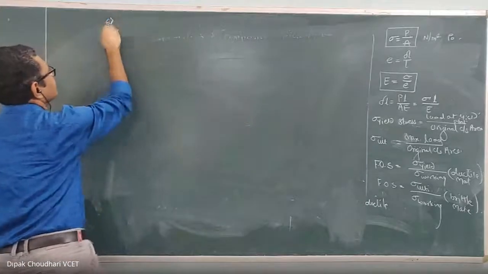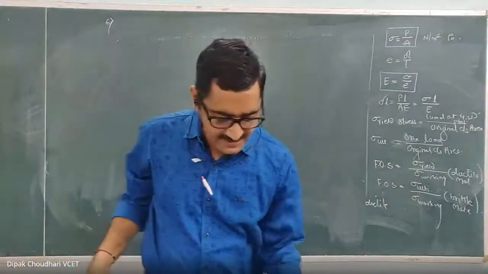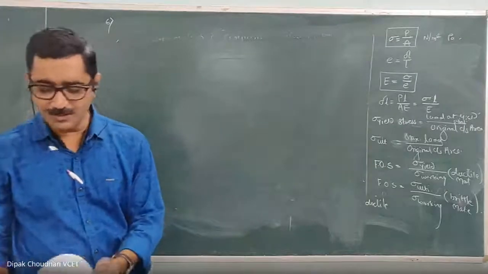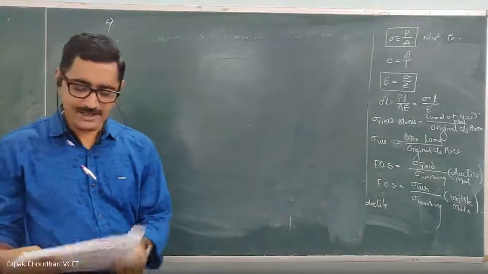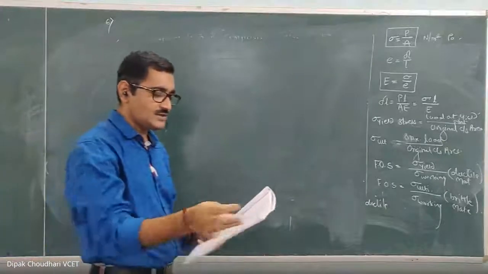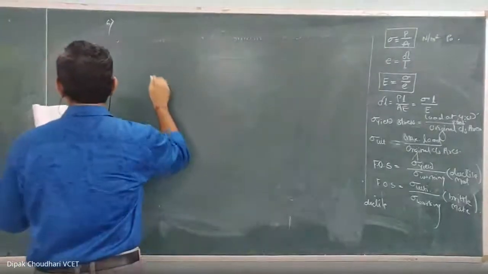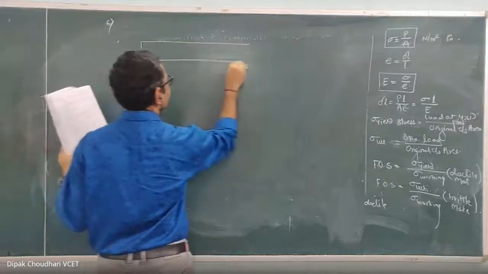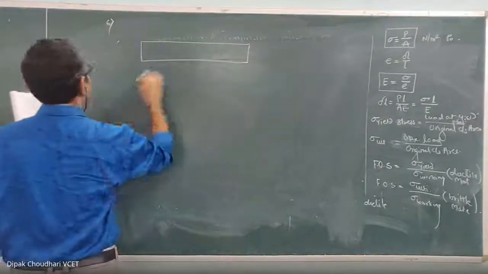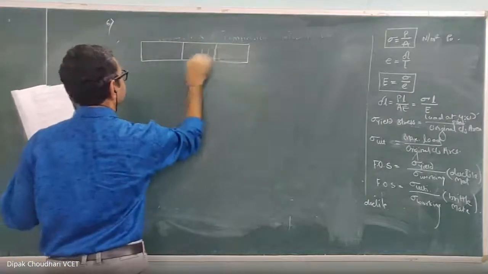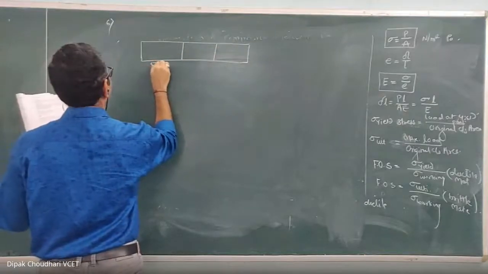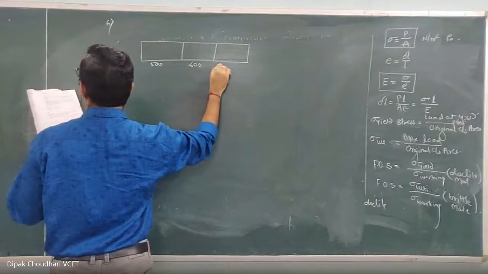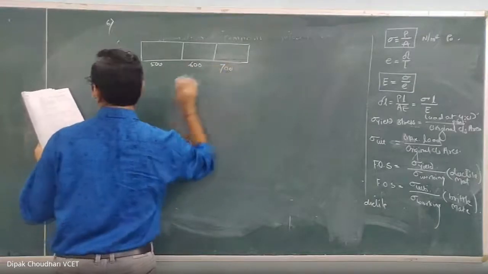Sum number 6. Listen, I will just explain you the concept. Calculation, if possible, we will do. If not possible, you do the calculations yourself. Sum number 6, one rod is given, made of 3 different parts. The length of the first part is 500 millimeter. The length of the second part is 600 millimeter. The length of the third part is 700 millimeter.